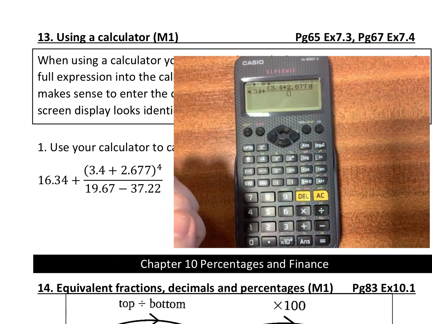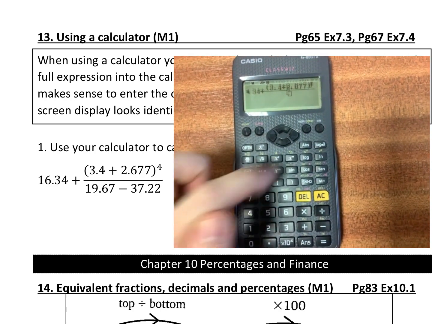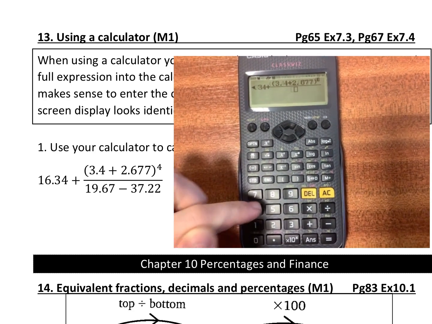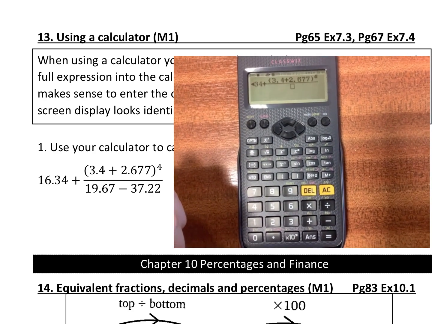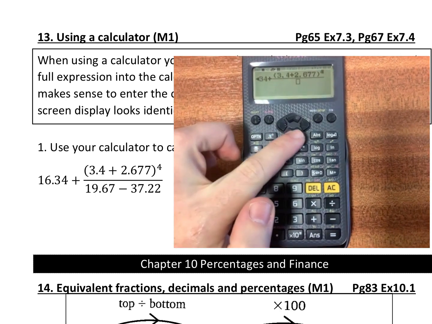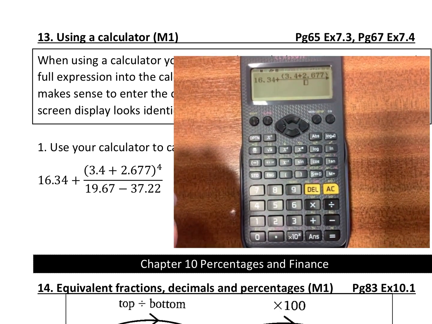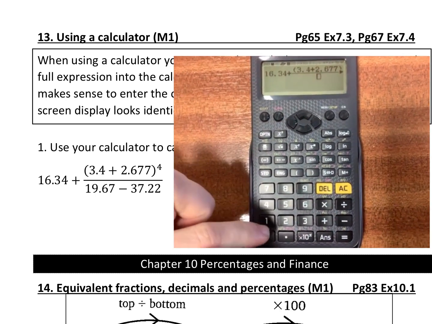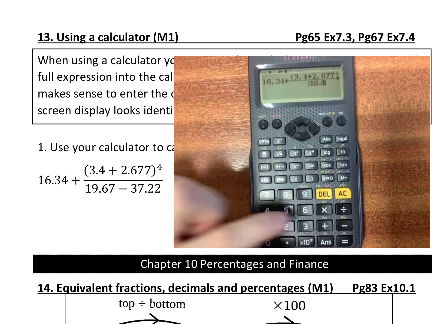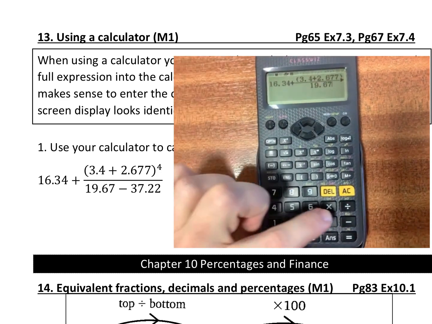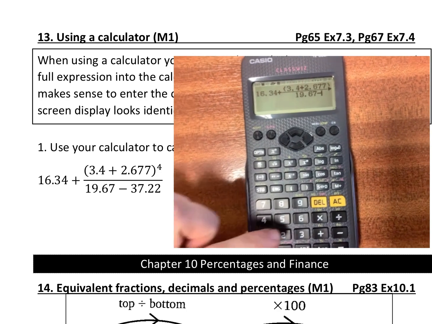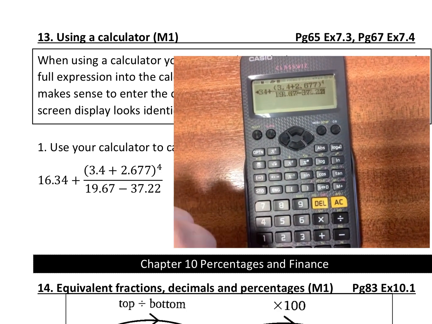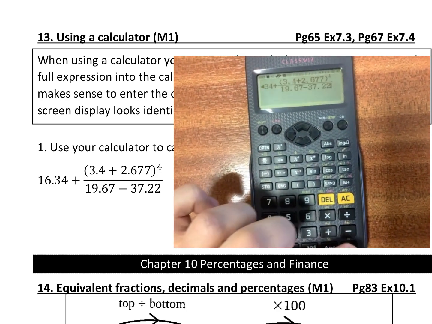So the x with the square on it, we'll raise it to a power, and then you choose the power of 4. To get to the bottom of the fraction, we need to just toggle down and press the down button. That gets to the bottom of the fraction, and we get 19.67, and we subtract 37.22. Then we hit equals.